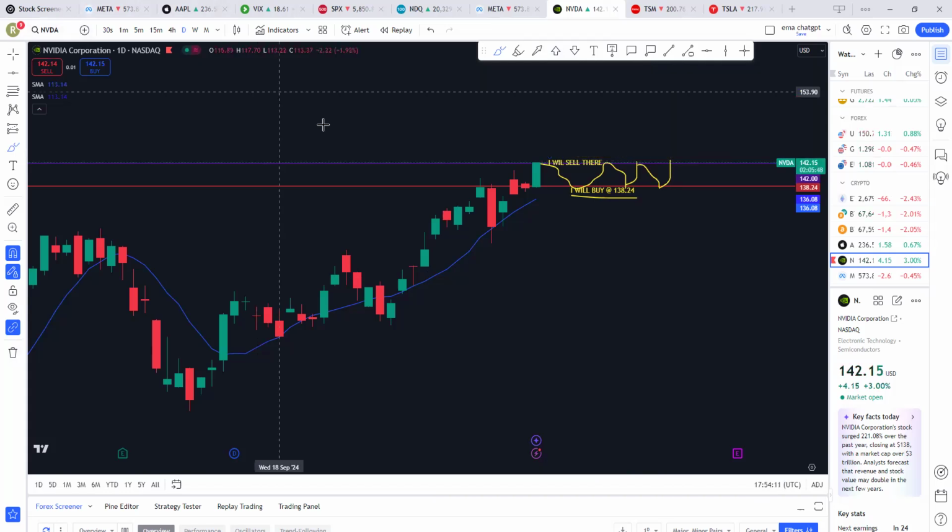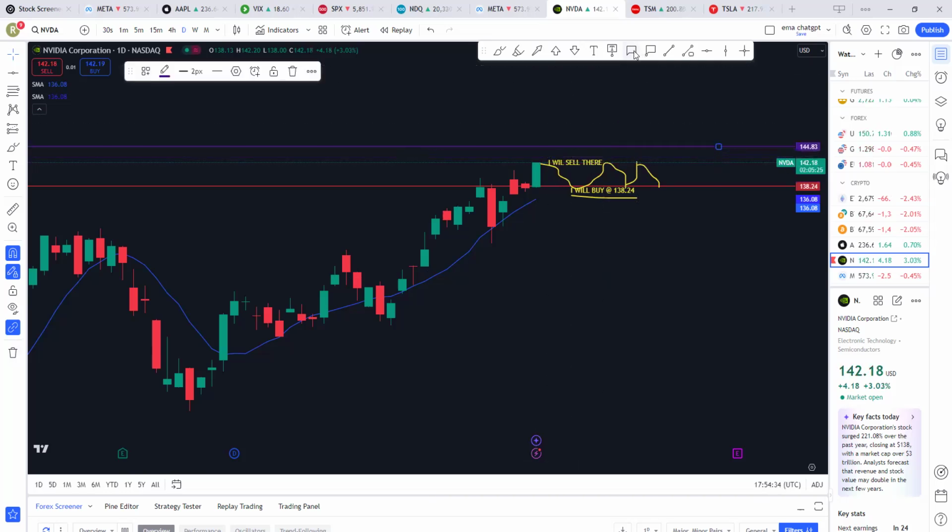Let me just remove this line. What you can also do is put what you call a callout. For instance, you click on the callout and put this point now. If it breaks there, you can add a callout here. Let me put a callout for you. If the price breaks, let's say you break to 141, because you will sell at 142.